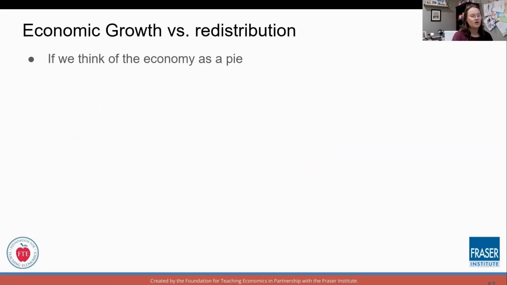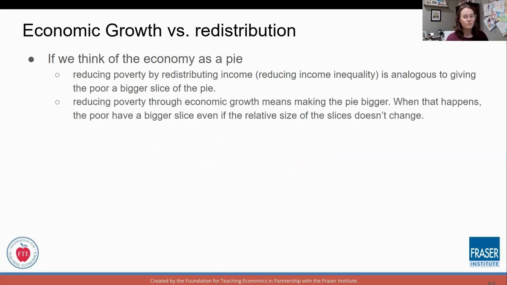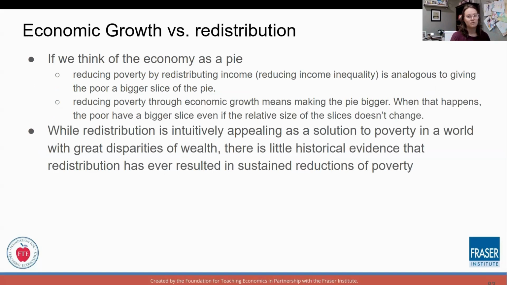So if we think about the economy as a pie, that's very fitting as yesterday was Pie Day. I hope everyone celebrated, had their favorite pie or pizza. If we reduce poverty by redistributing the income, it's maybe giving the poor a bigger slice of the pie, but it's still the same size of pie. And if we can reduce poverty through economic growth, we can make the pie bigger, right? This is really an important thing.